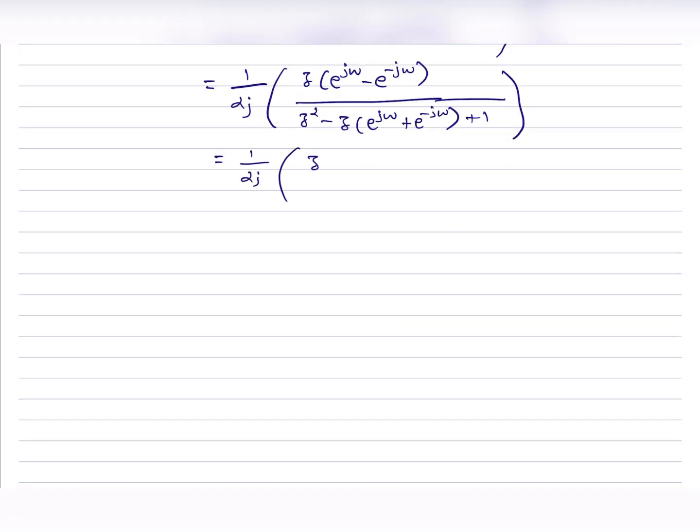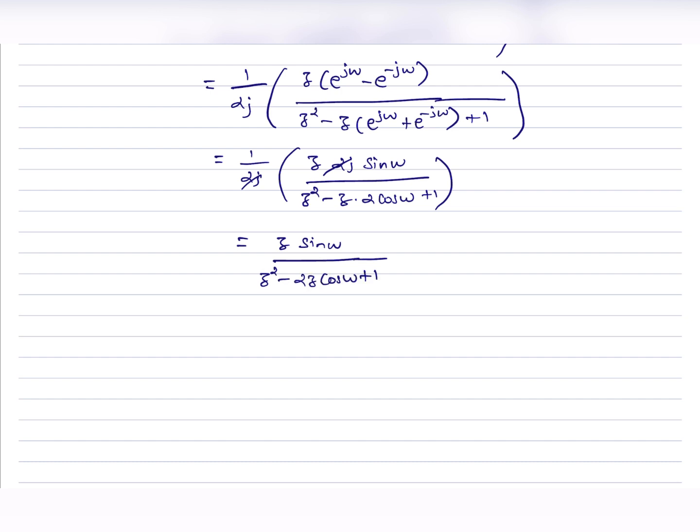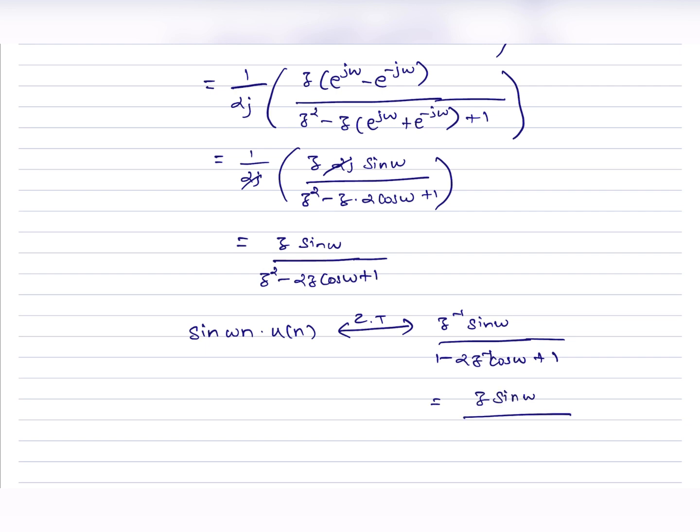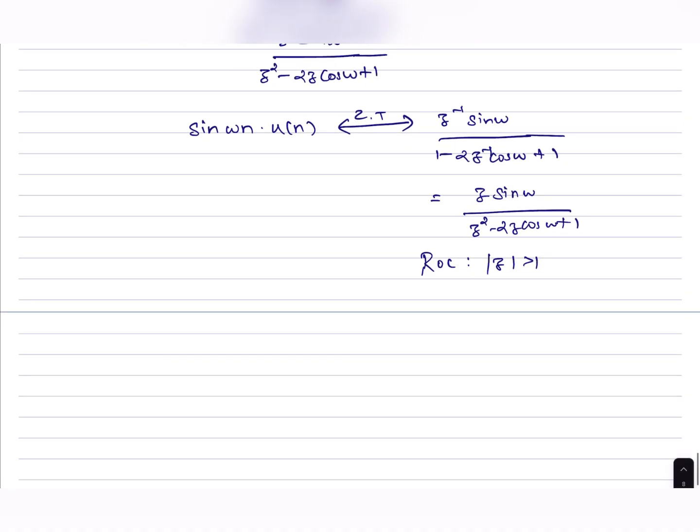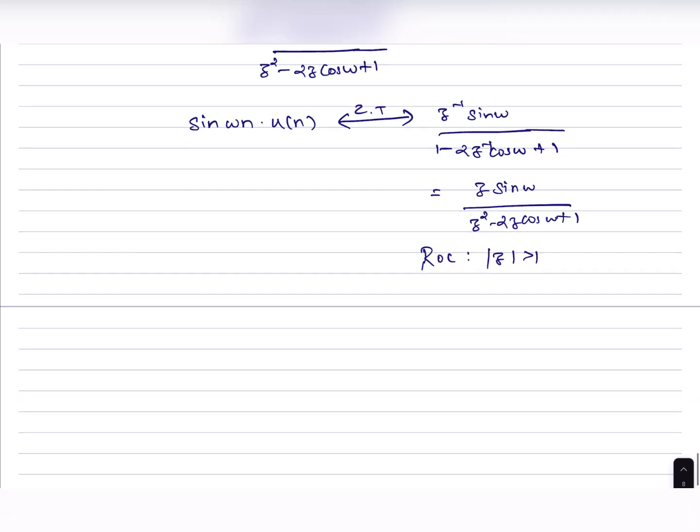And now you'll get 1 over 2j into z into 2j sine omega divided by z square minus z into 2 cos omega plus 1, and 2j gets cancelled. In the numerator you have z sine omega by z square minus 2z cos omega plus 1. So sine omega n into u of n, the z transform will be z inverse sine omega by 1 minus 2 z inverse cos omega plus z to the power minus 2, or z into sine omega by z square minus 2z cos omega plus 1, where the region of convergence is mod z greater than 1, or the exterior of the unit circle, otherwise.